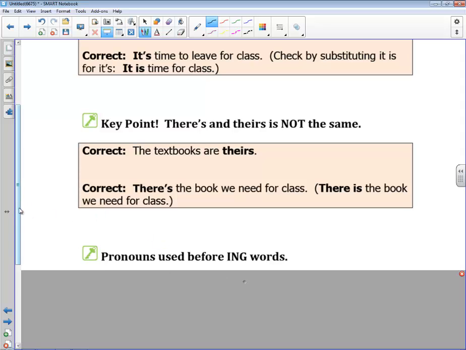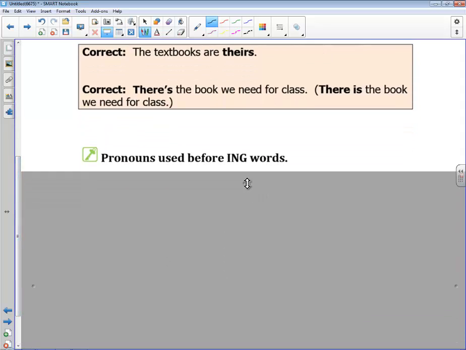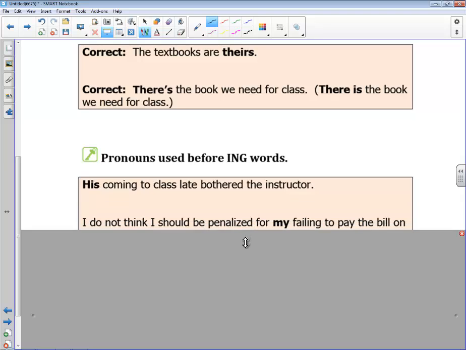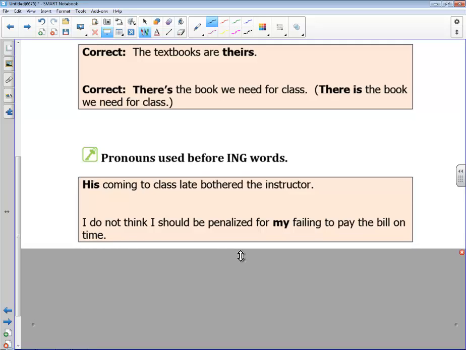Also, in formal writing, you use a possessive pronoun before ing words. His coming to class bothered the instructor, not him coming to class late. I do not think I should be penalized for my failing to pay the bill on time. Not, I do not think I should be penalized for me failing to pay the bill on time. My failing to pay the bill on time is correct.